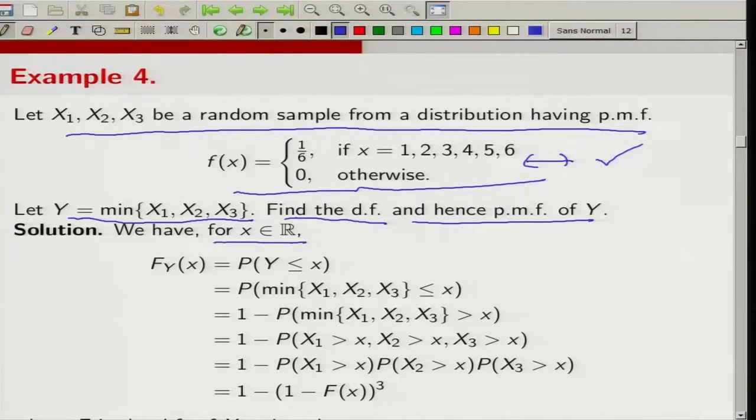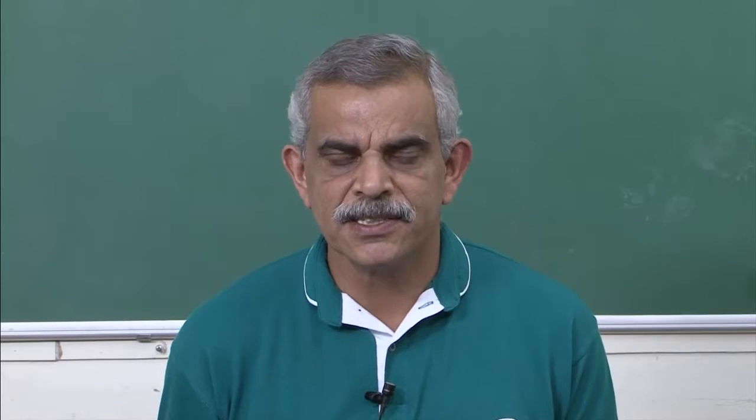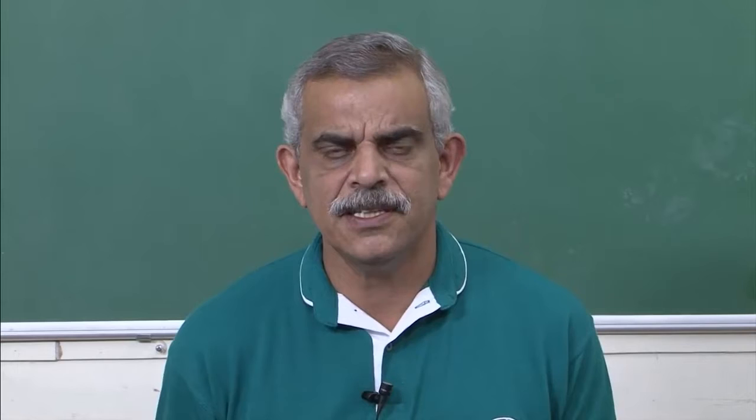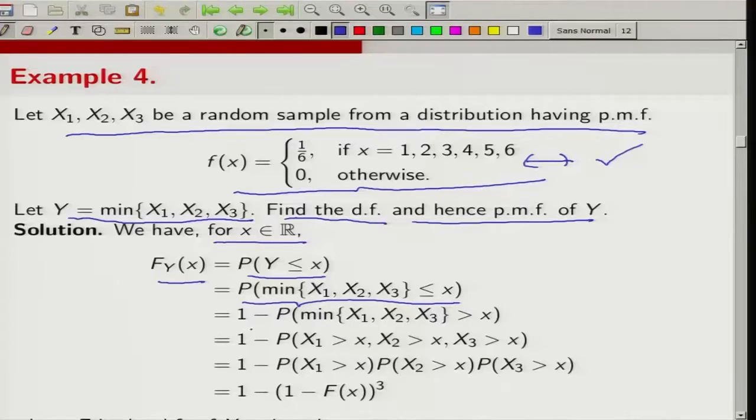So, for x belonging to R, F_Y(x) is probability Y less than or equal to x, which is the same as probability minimum of x1, x2, x3 less than or equal to x. Minimum of x1, x2, x3 less than or equal to x is equivalent to saying that at least one of them is less than or equal to x. So, what I do is I write this in terms of its complementary event, which is the same as 1 minus probability that minimum of x1, x2, x3 is greater than x.